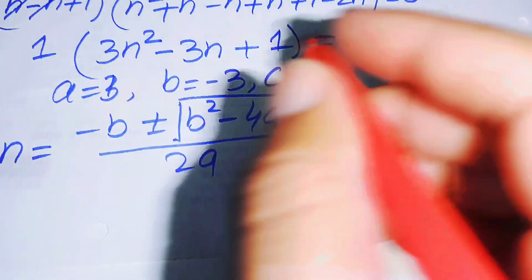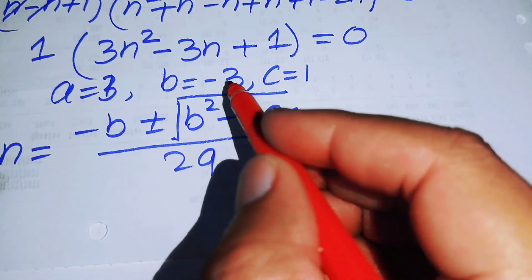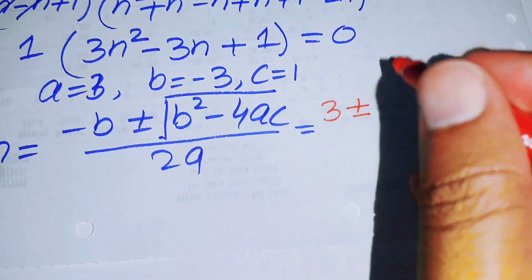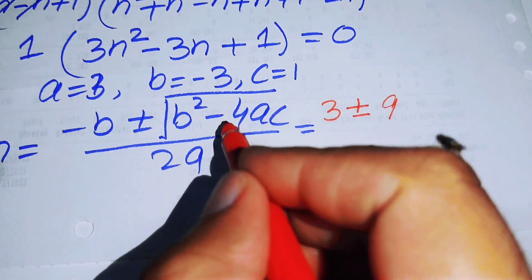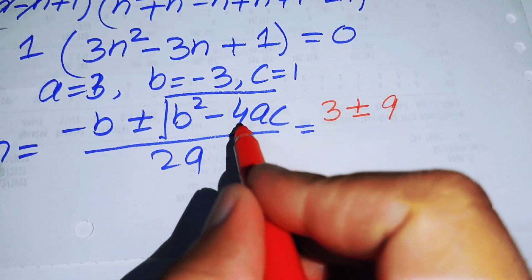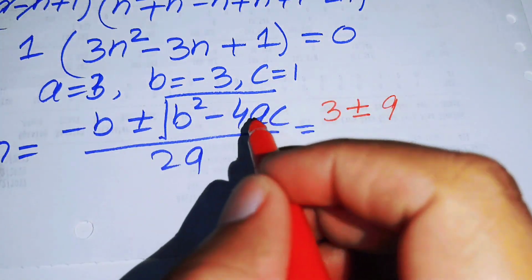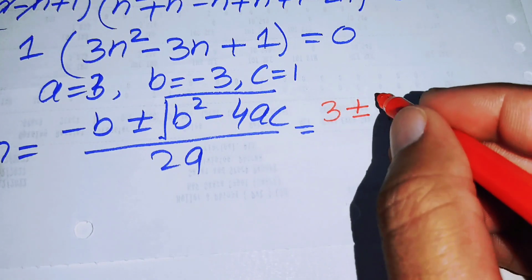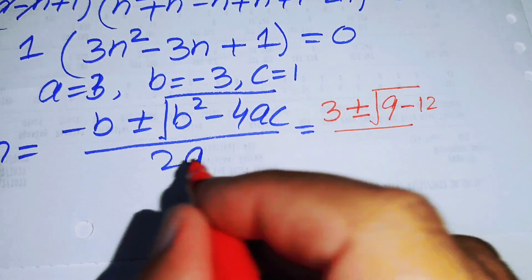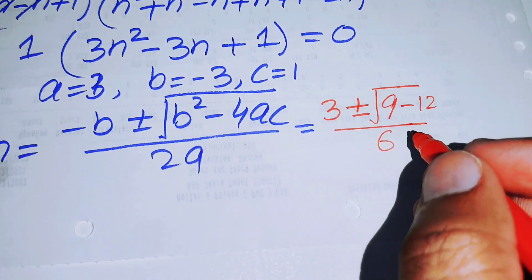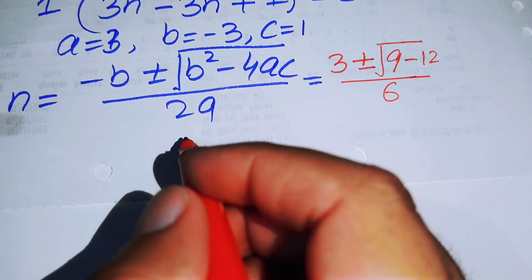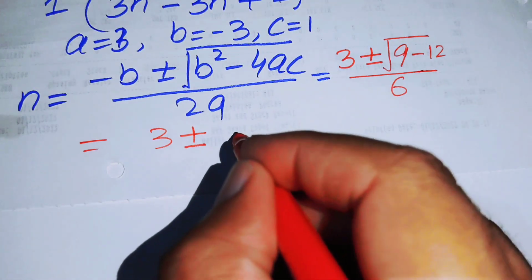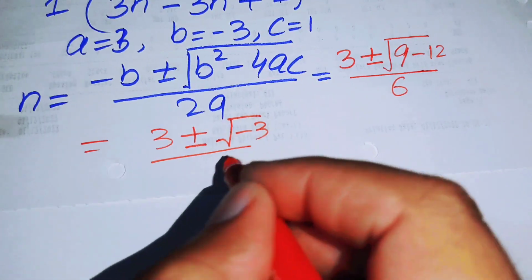Here the value of b is minus 3, so when you put it here it becomes plus 3, plus or minus, and here minus 3 squared is 9, and minus 4 times a, where the value of a is 3 and c is 1, so it becomes minus 4 times 3, which is 12, and its whole square root, over 2 times 3, which is 6. So here you will get 3 plus or minus the square root of 9 minus 12, which is minus 3, over 6.